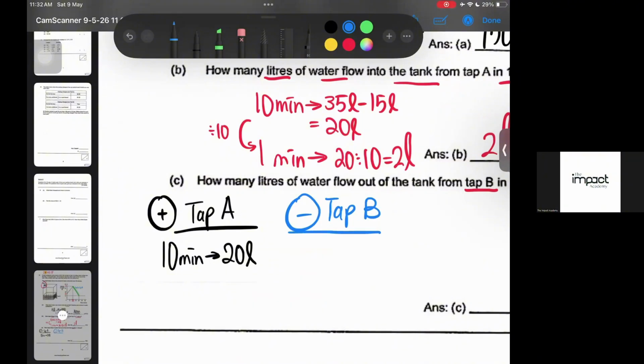Okay, ready? But sure, how do you know? How do you know 1 minute is how much? Let me show it to you, okay?